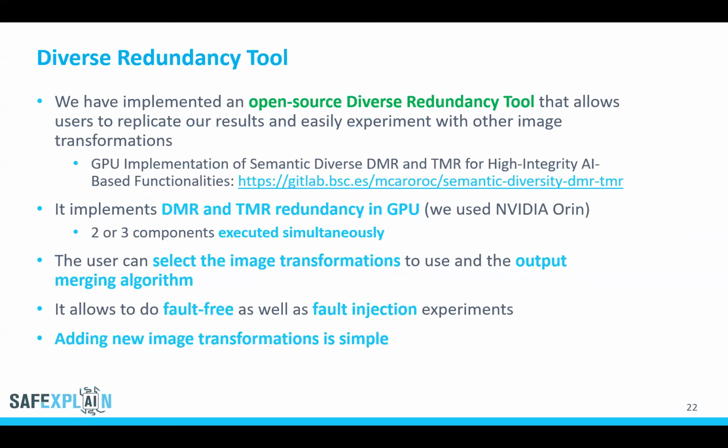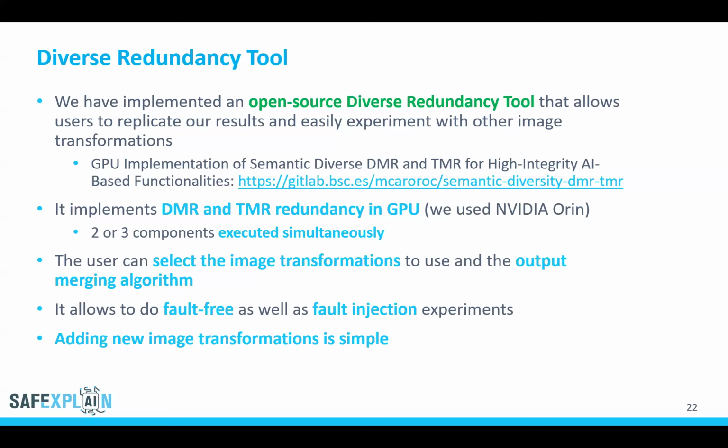So then we have also implemented an open source diverse redundancy tool that allows users to replicate all of our experiments. And the users can easily experiment with other image transformations. They can modify it however they want. It's available on the GitLab, on the BSC. And we're implementing DMR and TMR redundancy on GPU. To test this, we use the NVIDIA Orin that is available to our group.